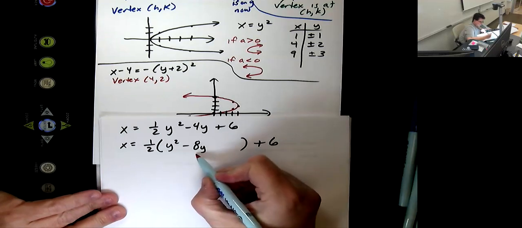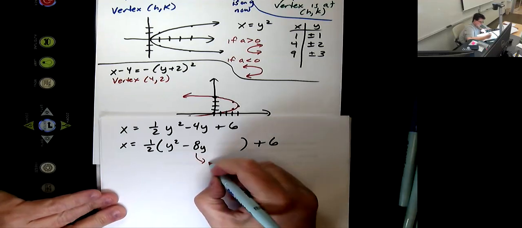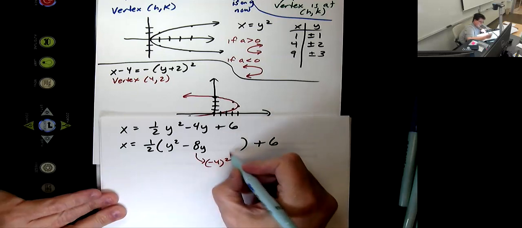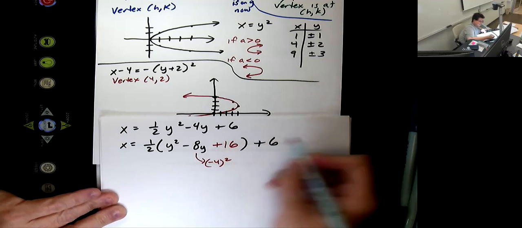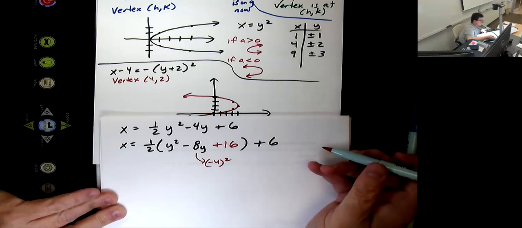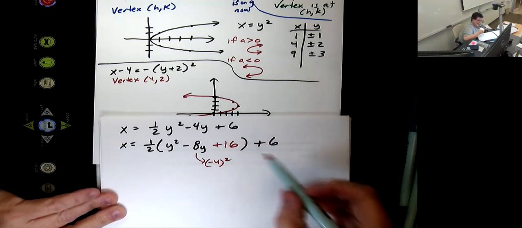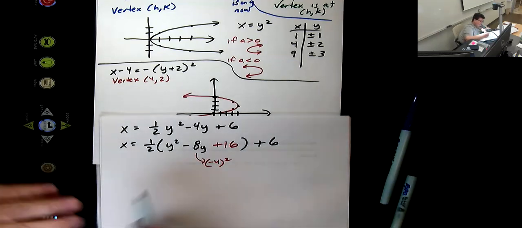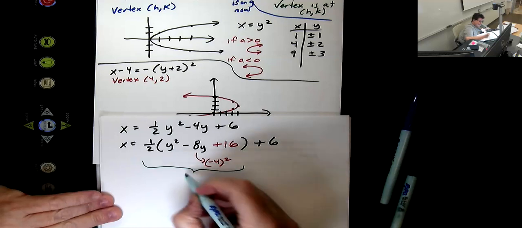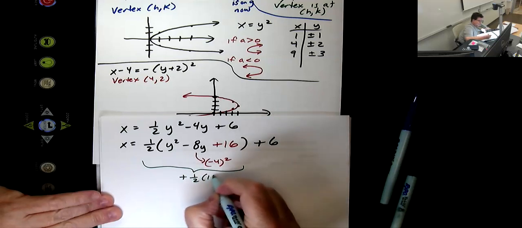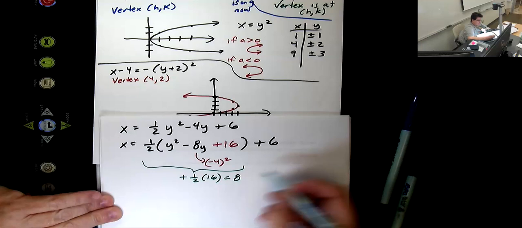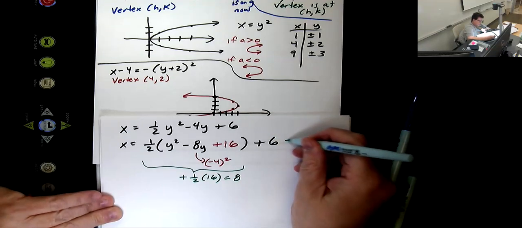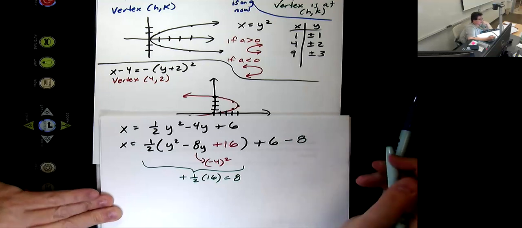So just like we've done in the past, we take this, we cut it in half, and we square it. I'm adding 16 in here. Adding 16 in there means overall, we've added 1/2 times 16, which is 8. And if I've added 8 to the right side, I need to subtract 8 from the right side to keep it in balance.